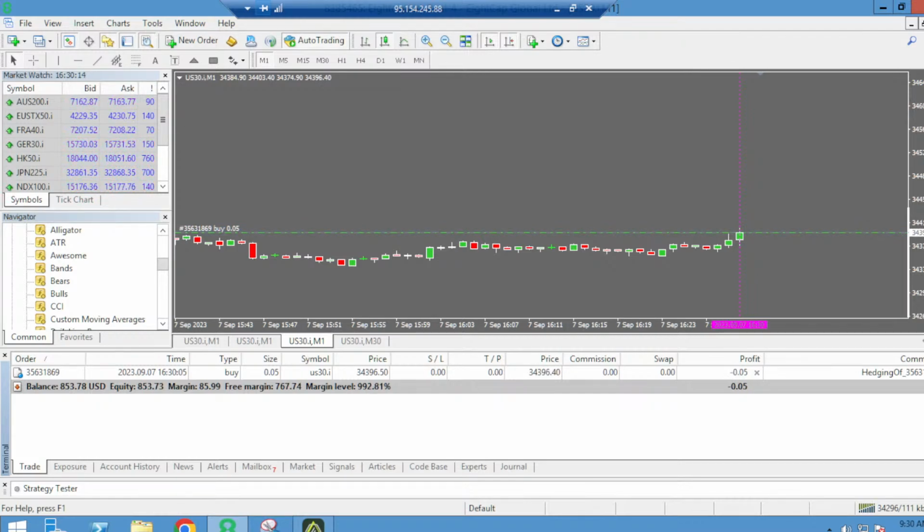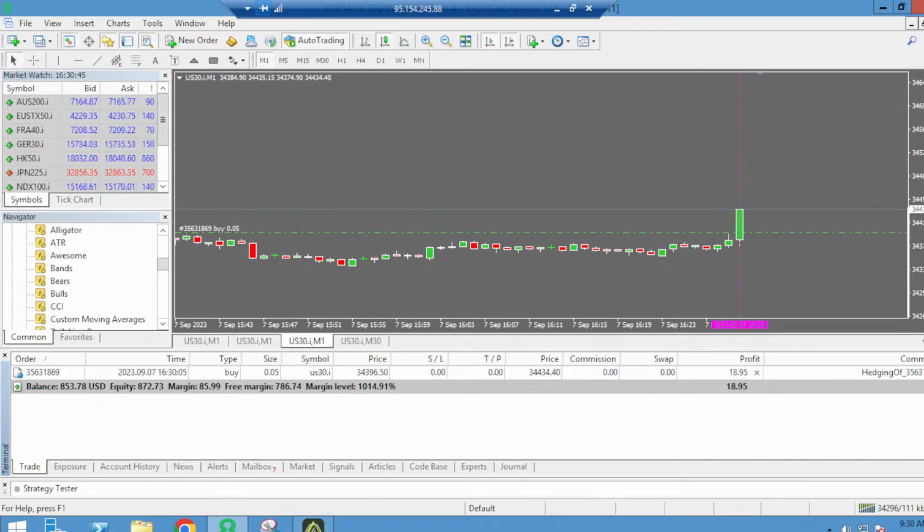Looks like some volatility wants to come into the market. Looks like it's undecided. Okay, the price is pushing up. If it's pushing up and it continues going in that direction, we could be getting a decent move to the upside.